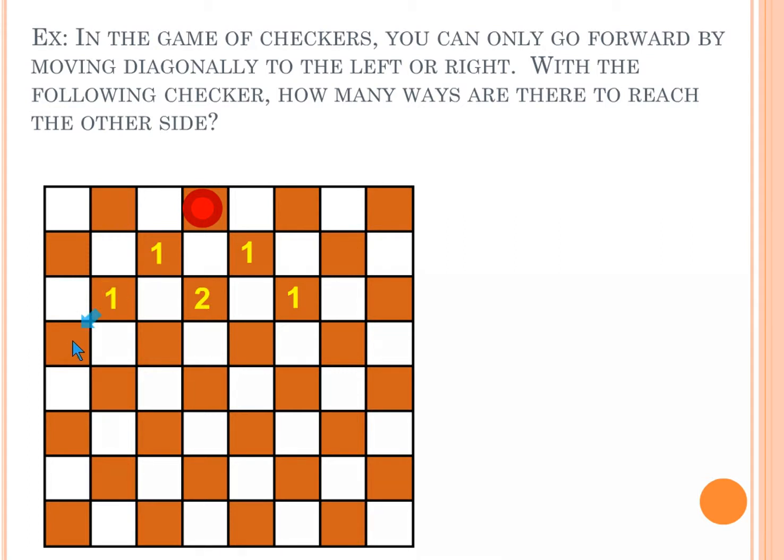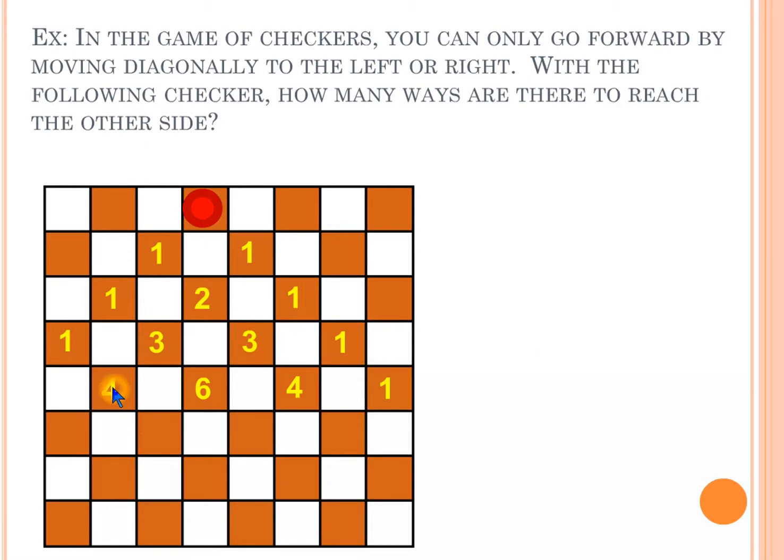All right, so that's 1, this will be 1. 1 plus 2 will be 3. 2 plus 1 will be 3. And this one will just move over. 1 plus 3 is going to be 4. 3 plus 3 will be 6. 3 plus 1 will be 4. And this 1 will just move over to that side to be 1.